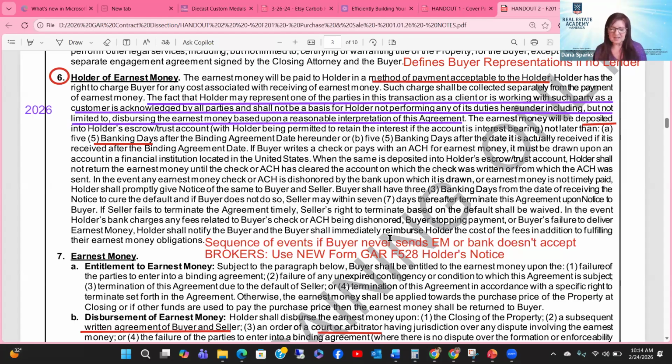And a lot of times, if a holder does accept a personal check, how long does a holder hold that before being able to act upon it? Many brokers and closing attorneys will accept a personal check up to $5,000, but they'll hold it for 10 banking days. That's a long time if a buyer terminates shortly before that, where they're not going to get their earnest money back. So again, method of payment acceptable to the holder.